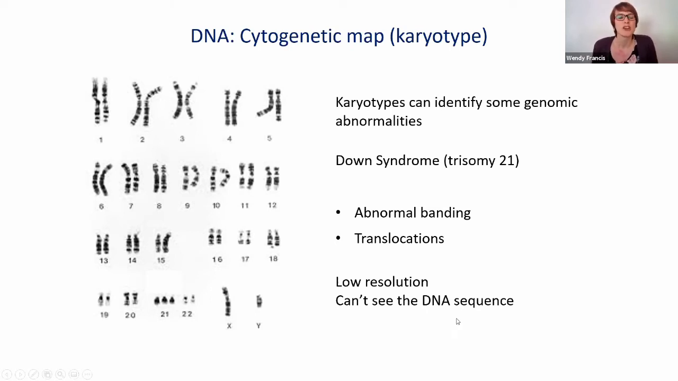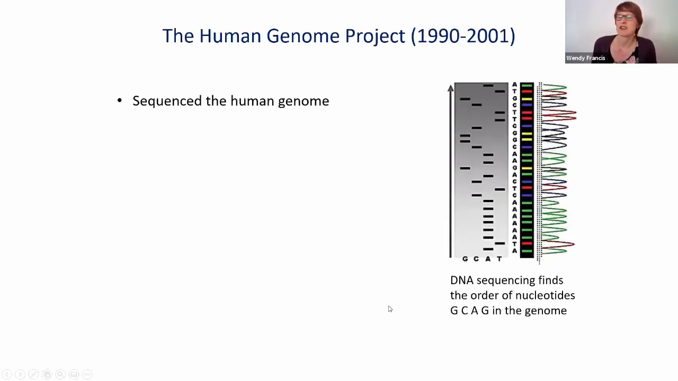But essentially, when we're looking at a karyotype, we can see it's fairly low resolution. You can't see the DNA sequence, and really you're only going to be picking up sort of larger structural changes within the DNA. And that's really where the Human Genome Project comes in. So the Human Genome Project really has revolutionized our ability to be able to diagnose and to treat disease.